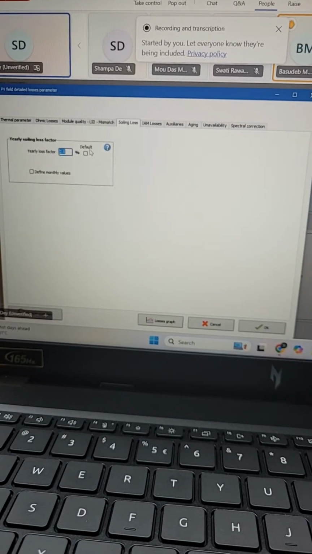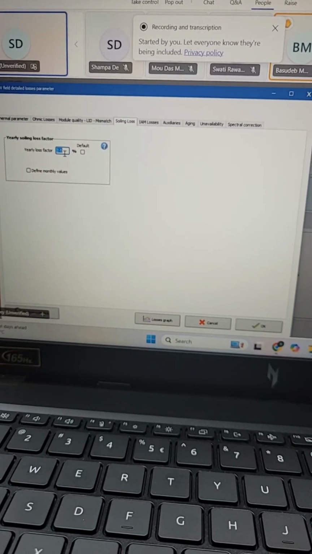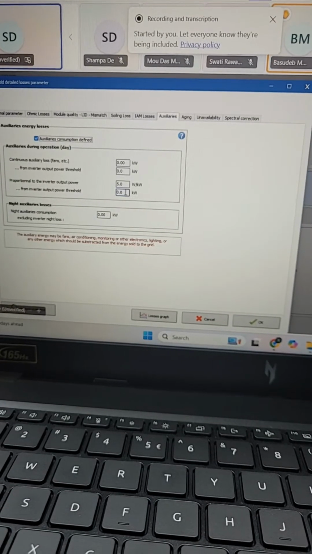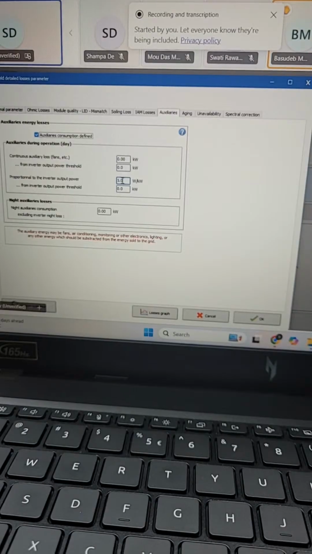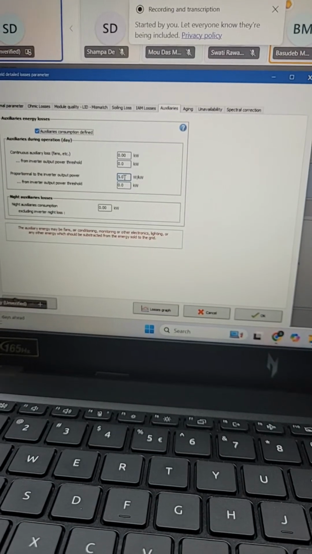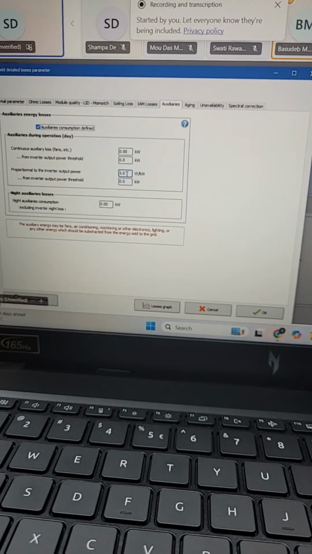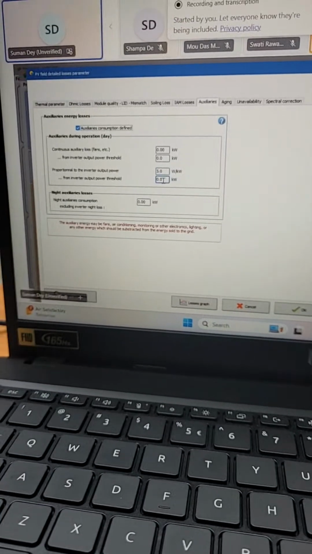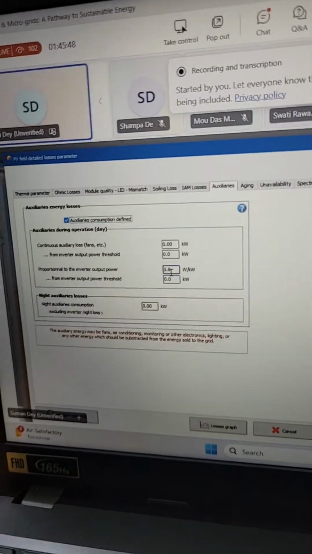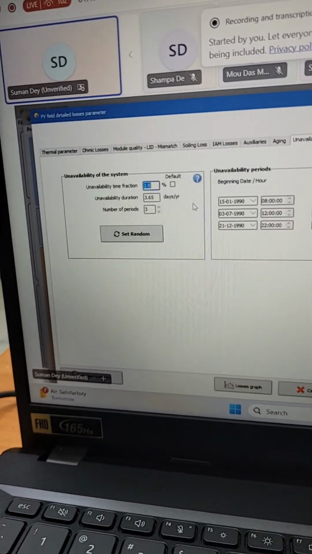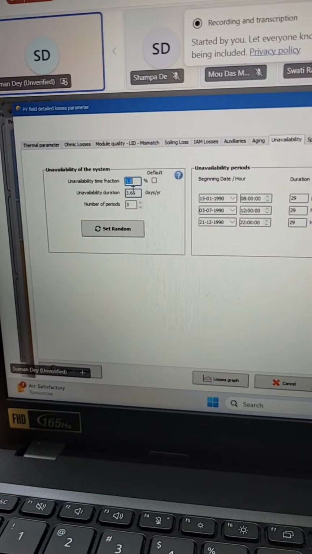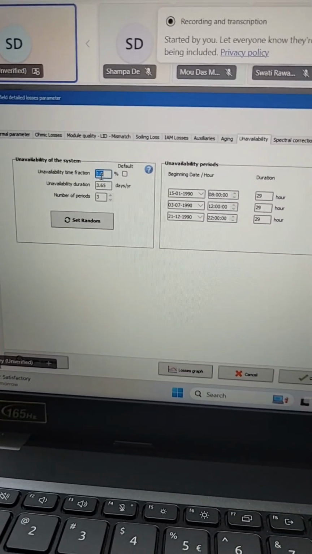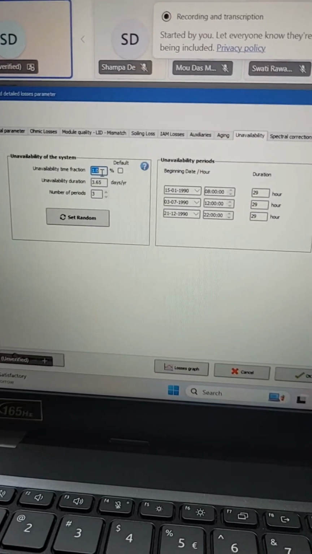Then soiling loss, which is the loss due to soiling of the module. Then the auxiliary loss of the solar plant. We calculate the auxiliary loss in terms of watt per kilowatt of plant capacity. This calculation will be a separate exercise, and based on those inputs we will give this. Then the plant will not be available throughout the year for 100%, so we give how much percentage will be available for the plant. So that is 1% unavailable for the plant.